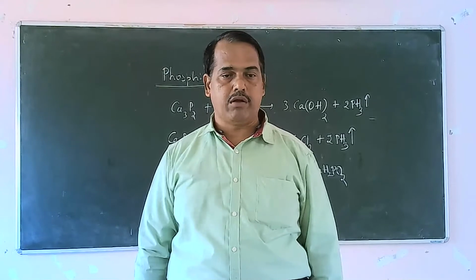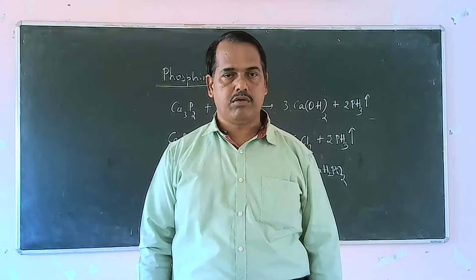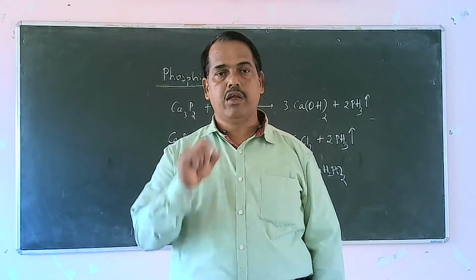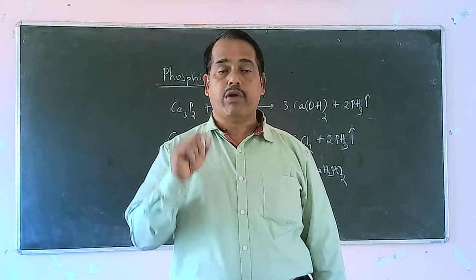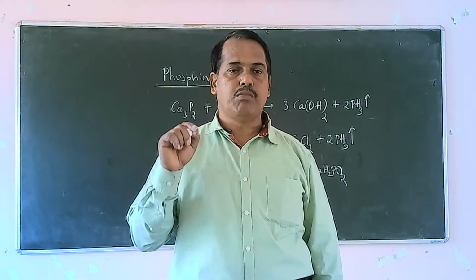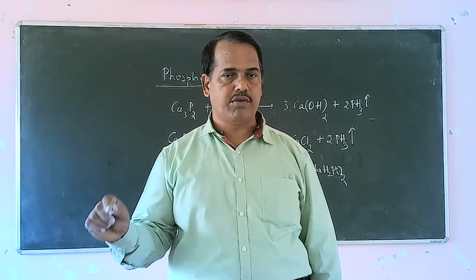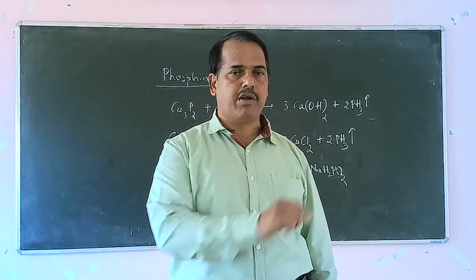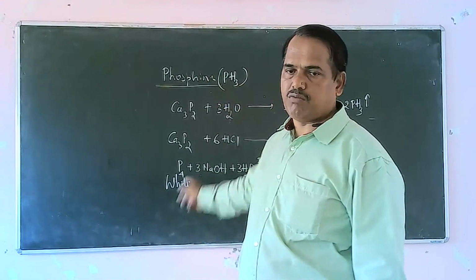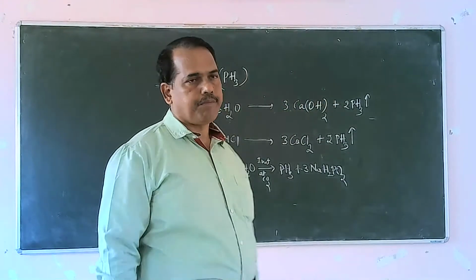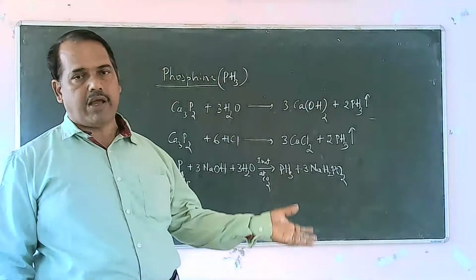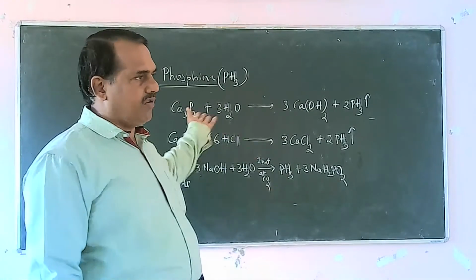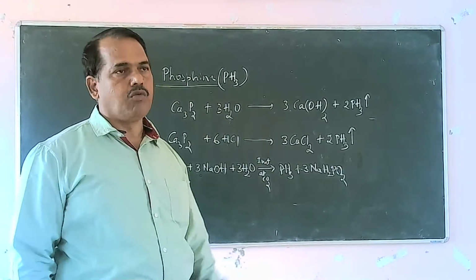How is phosphine gas prepared from white phosphorus? You may be asked a 2 marks question: write the chemical equation when white phosphorus is boiled with a concentrated solution of NaOH in an inert atmosphere of carbon dioxide, so we will get phosphine gas. Are you clear? How is phosphine gas prepared from calcium phosphide?